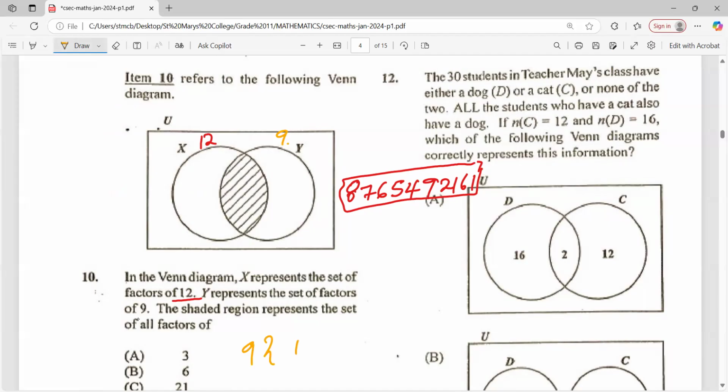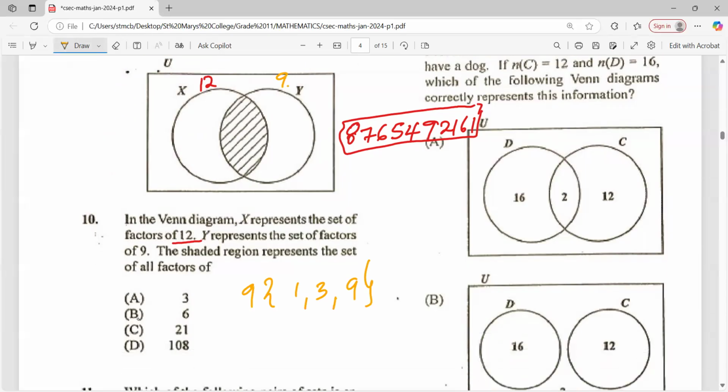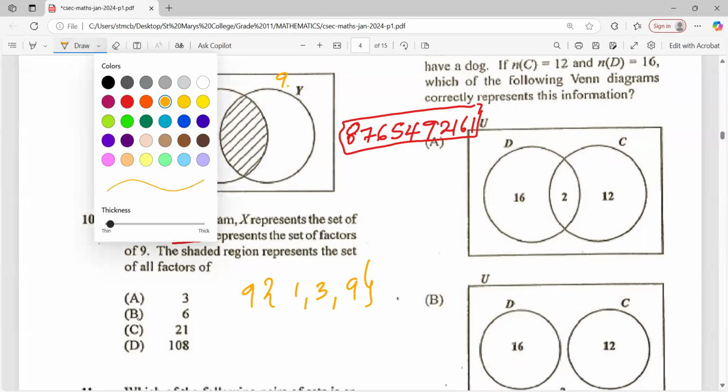The numbers that can go into 9 are 1, 3, and 9 itself. Those are the only factors. And guys, please do not mix up multiples with factors. You would have done that at the PEP level, so I'm not expecting anyone to make any mistake with those.